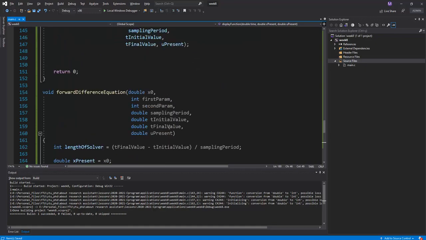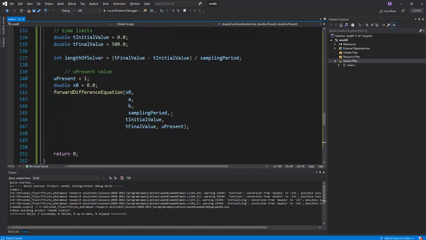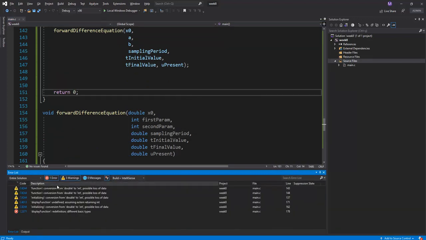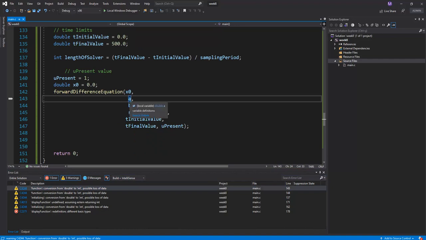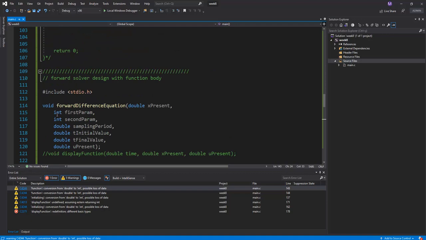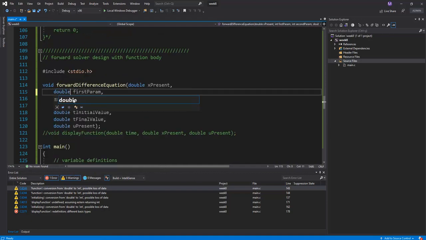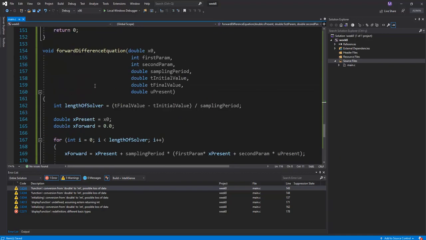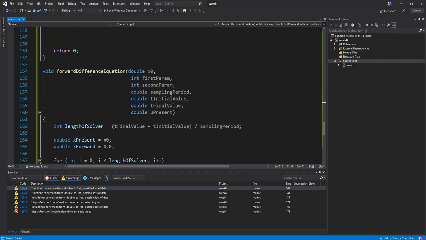Okay, so if I'm right and the code is okay, if we run these codes, the function double to int double a, the first parameter type is wrong in here. So we need to change the first param and second param to the type of double, and so is the function for the forward difference equation updated. Okay, like this one.